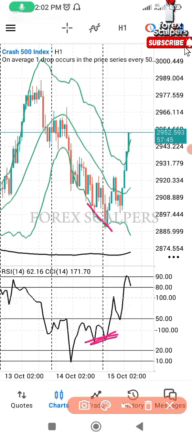This is a continuation trade, and as you can see what happened next, price went up, came back, retested above 50, crossed above 50 to the upside, and then crossed above the middle Bollinger Band, and then you see that move to the upside.